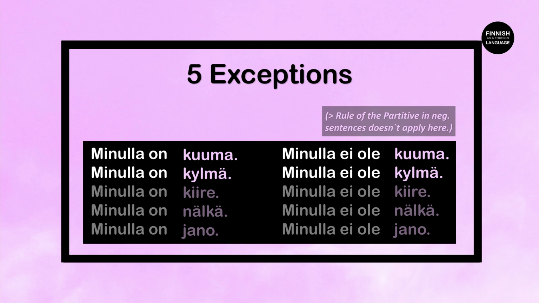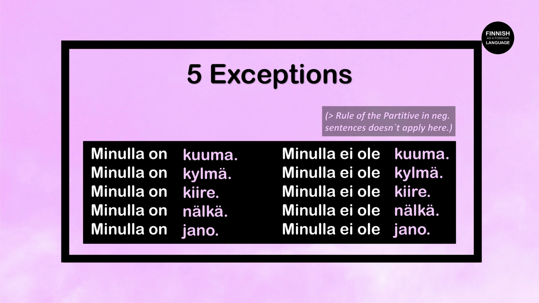Next one, minulla on kylmä means I'm cold, and minulla ei ole kylmä means I'm not cold. Minulla on kiire, I'm busy. Minulla ei ole kiire, I'm not busy. Minulla on nälkä means I'm hungry, and minulla ei ole nälkä means I'm not hungry. And our last one, minulla on jano means I'm thirsty. Minulla ei ole jano means I'm not thirsty. That's all we need to know here. So when we want to form the negative sentence of these 5 examples, then we don't use the partitive case here. It just stays the same.